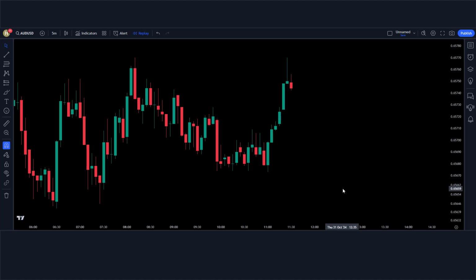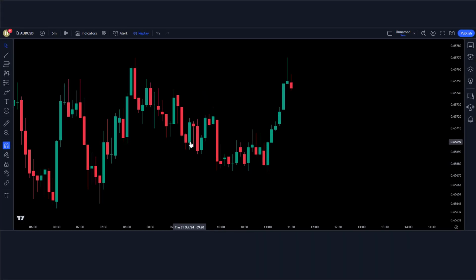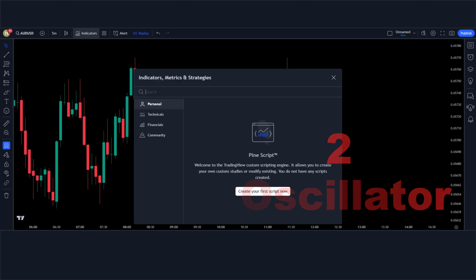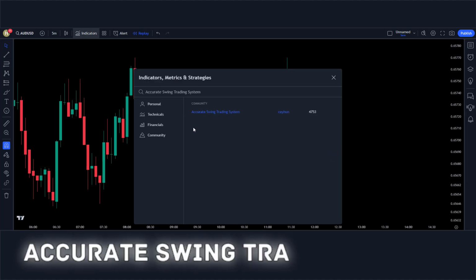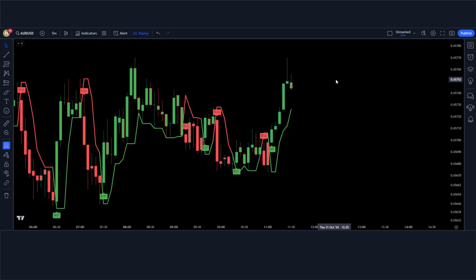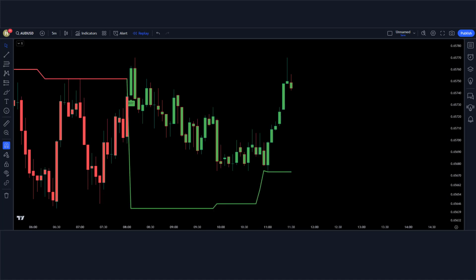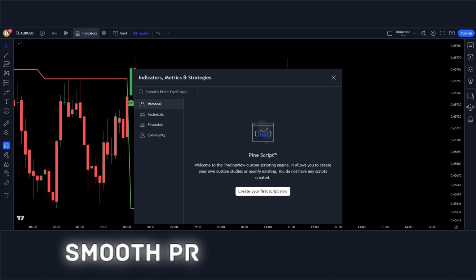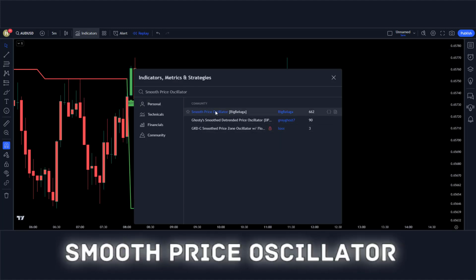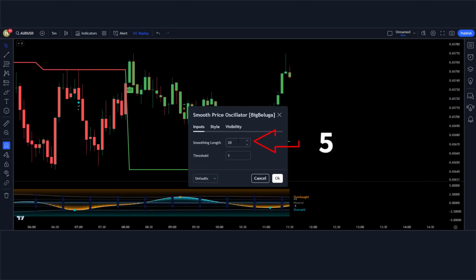So let's get started. Now let's create a trading setup. We are going to test this strategy on 5-minute frame in AUD/USD chart. In this setup we would require two oscillators here. First indicator name is Accurate Swing Trading System. Keep the indicator setting as I have shown here. Second indicator name is Smooth Price Oscillator. Keep the indicator setting as I have shown here.